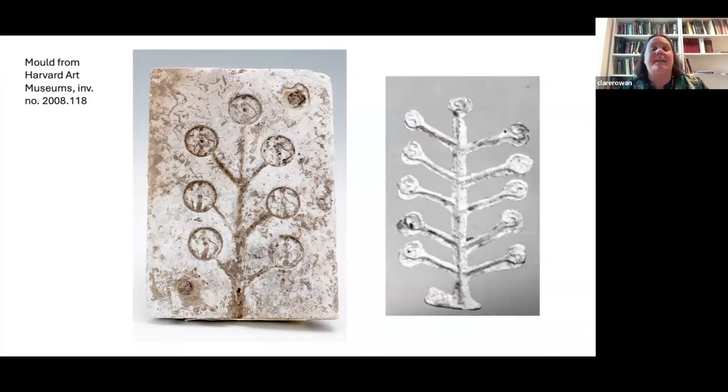So the molds were generally made out of palombino marble, which is a very soft marble that you can carve. And you'd carve one half of the mold, the other half of the mold, put it together and fill it with lead. And you get something like the result here, which was something that was excavated at Ostia and clearly had been discarded as something that didn't quite work out.